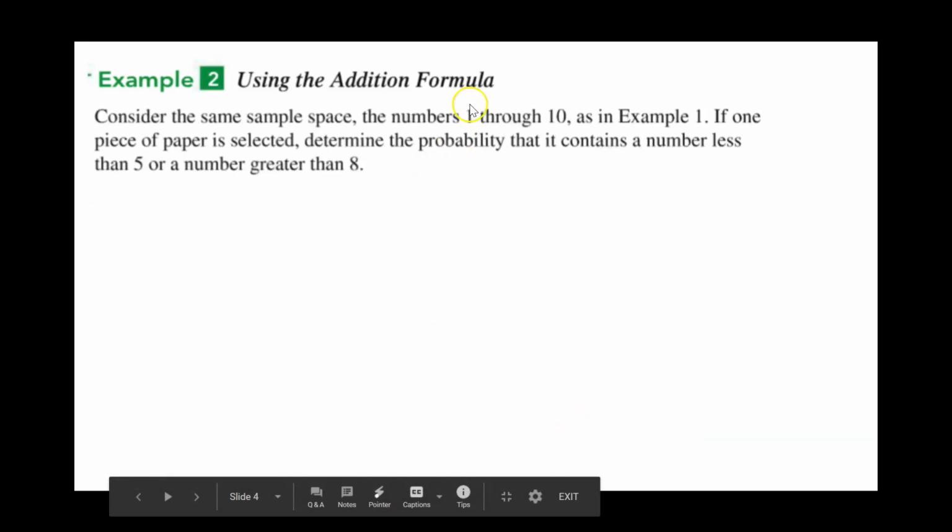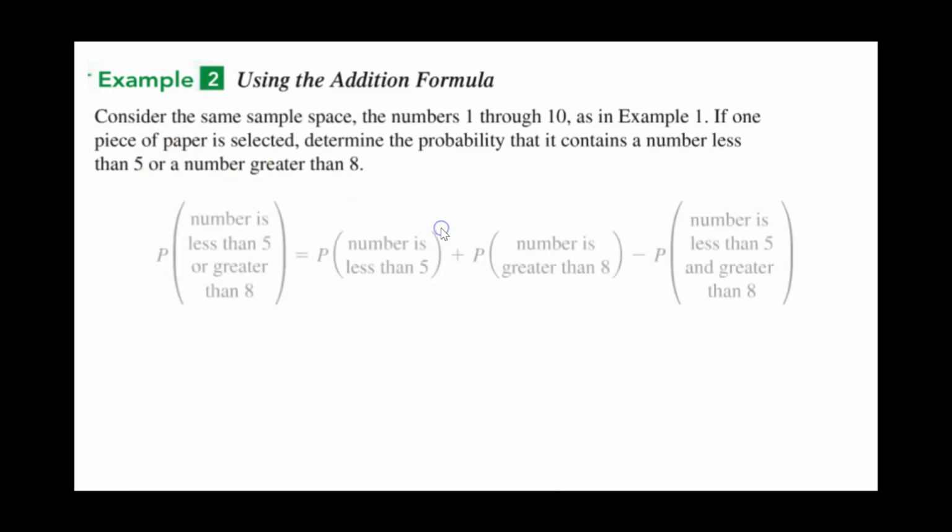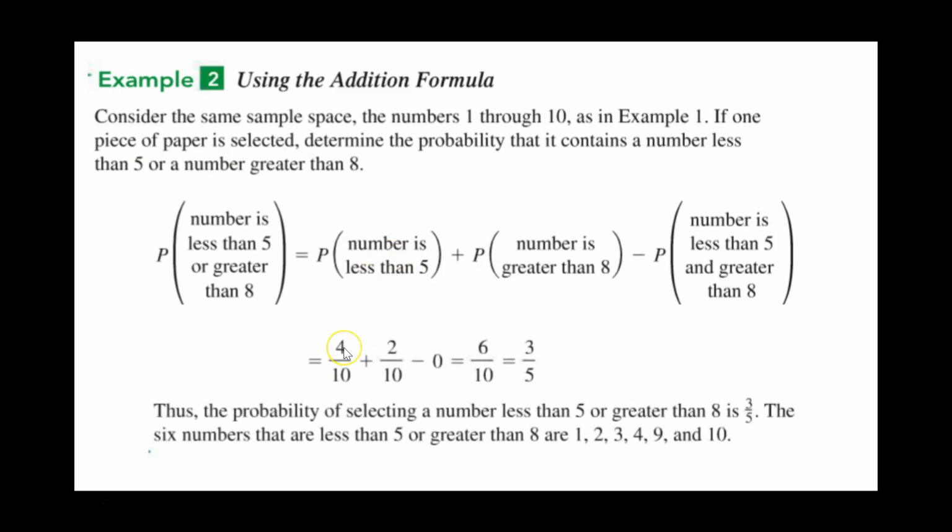Here's another example. Same numbers, 1 through 10. Same setup, we select one piece of paper. So determine the probability that it contains a number less than 5 or, so then we use the formula again, a number greater than 8. A number less than 5 consists of 4 over 10. So that's going to be 1, 2, 3, 4. Those are my numbers that are less than 5.